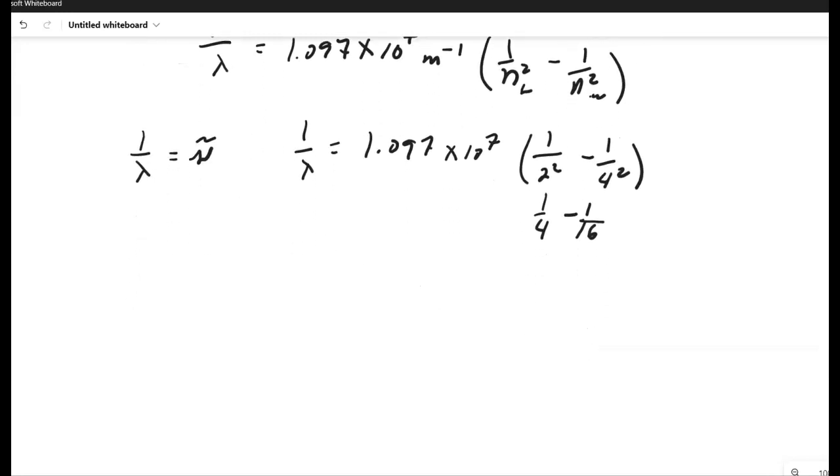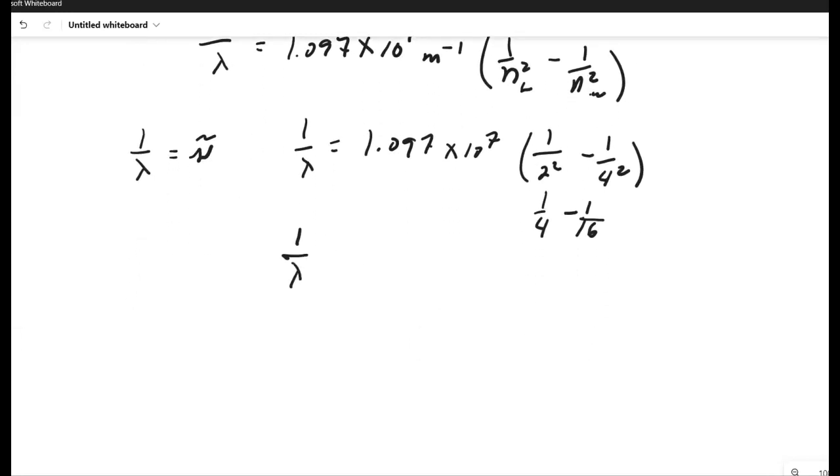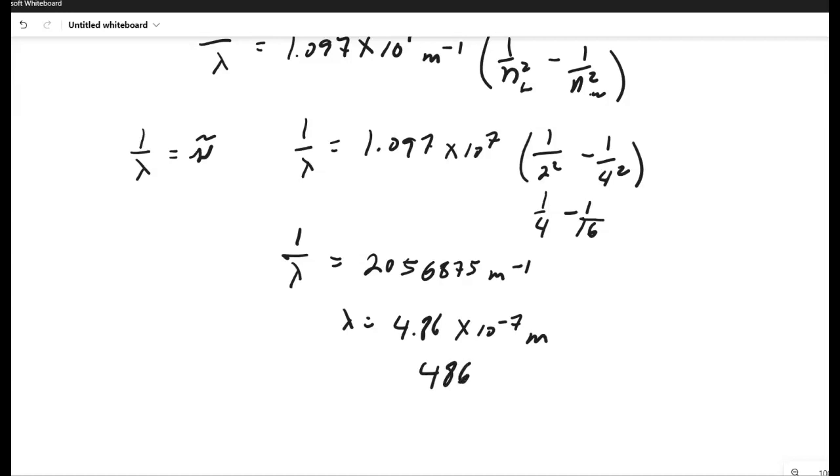So 1 over lambda is 205.6875 meters to the minus 1. I'm going to reciprocate that, and you get lambda is 4.86 times 10 to the negative 7 meters, or 486 nanometers, which is certainly one of the lines in the Balmer series of lines, the visible lines in the hydrogen spectrum.